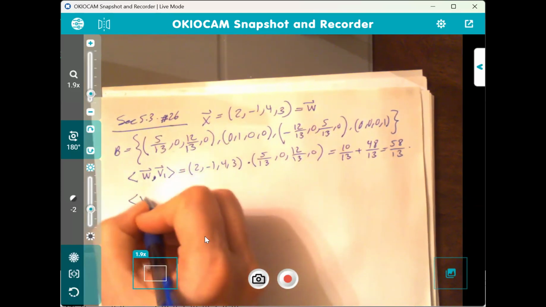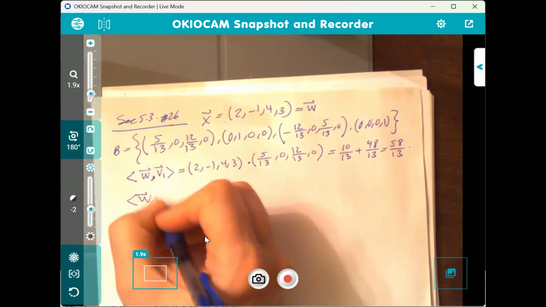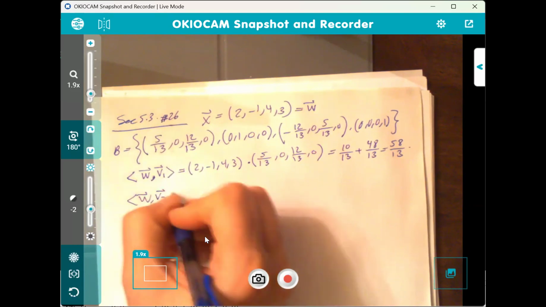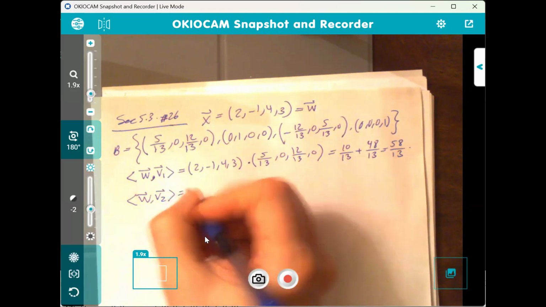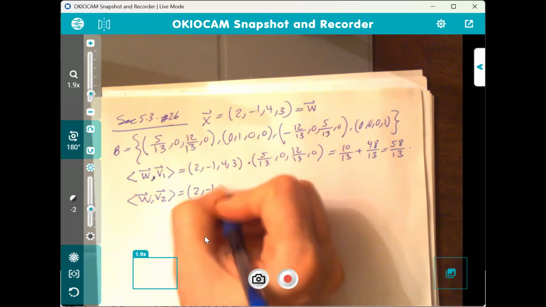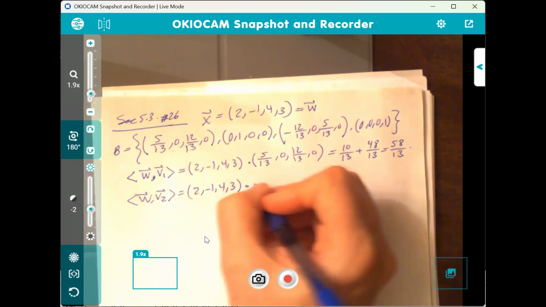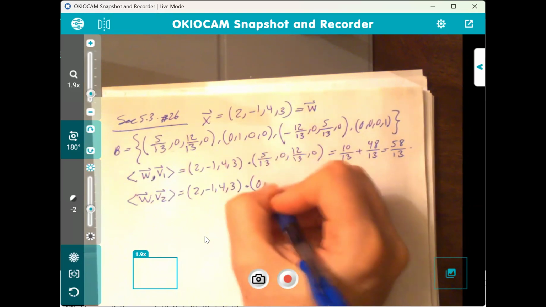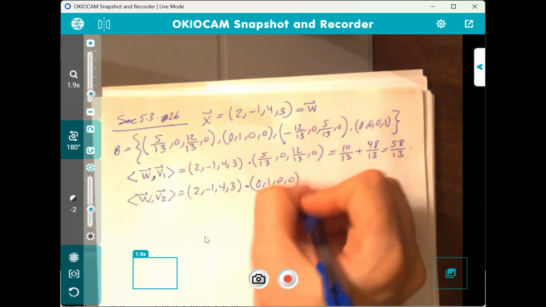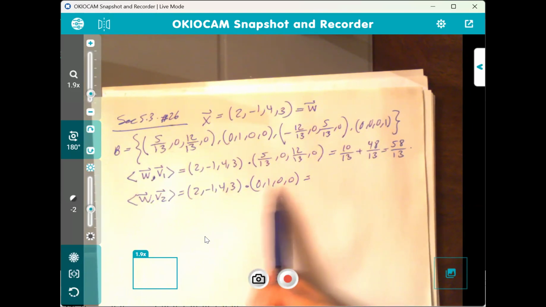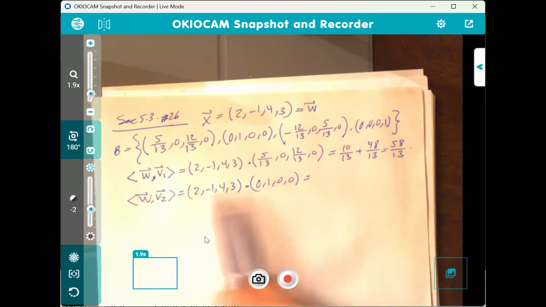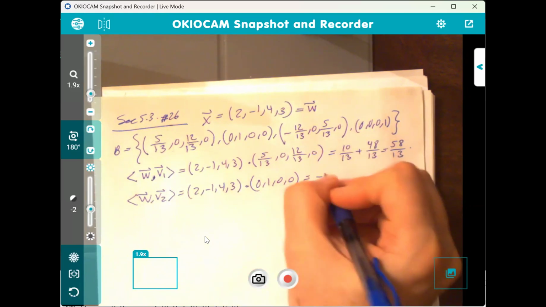Now we need to do W·V2, the inner product of W and V2. So that will be the dot product of 2, negative 1, 4, 3, dotted with the second vector, which is 0, 1, 0, 0. This would be easy because they're all 0 except the second component. Just do the second component by second component. That gives you negative 1.